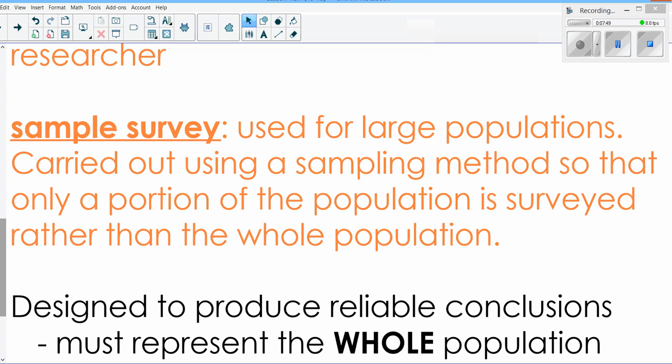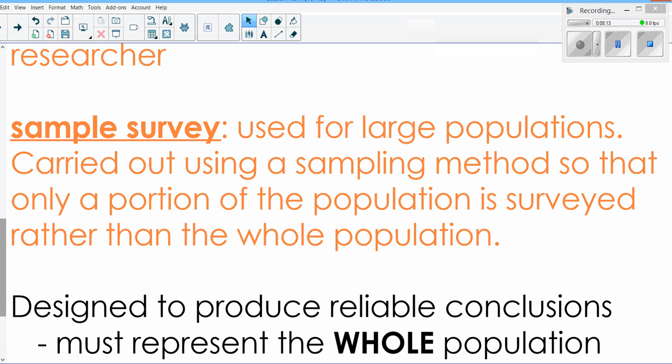Okay. Sample survey is pretty much what we're going to talk about. A sample survey is the same idea, but it's used for large populations, and it's carried out using a sampling method so that only a portion of the population is surveyed rather than the whole population. So meaning, if we want to give a survey out to Downs or South, there's almost 2,800 students here. We don't necessarily need to give it to all 2,800 students. We could maybe give it to a sample of 100 students.